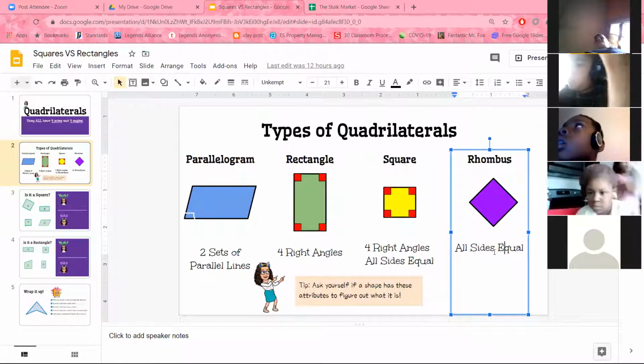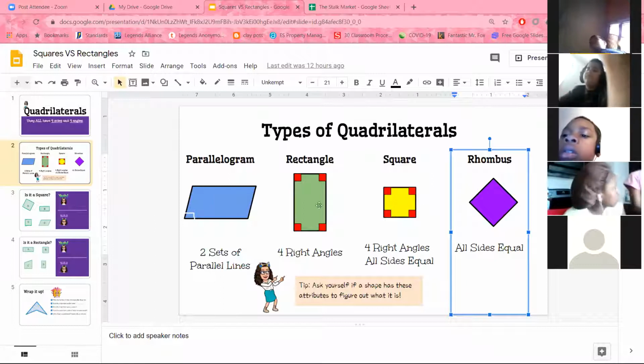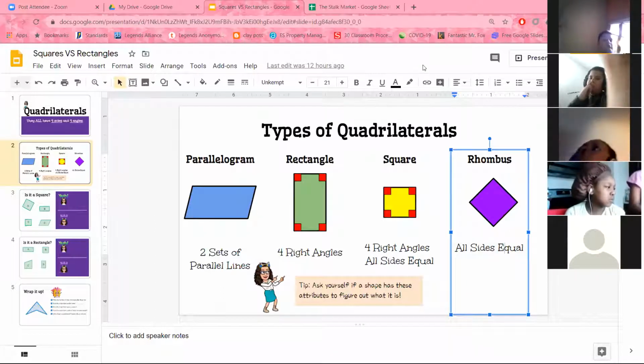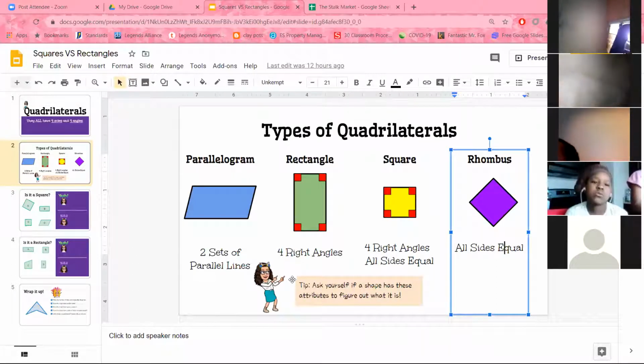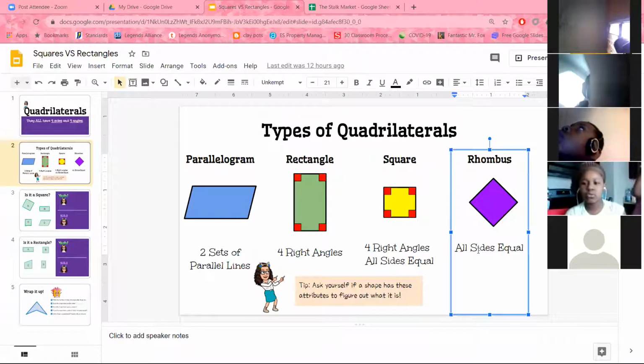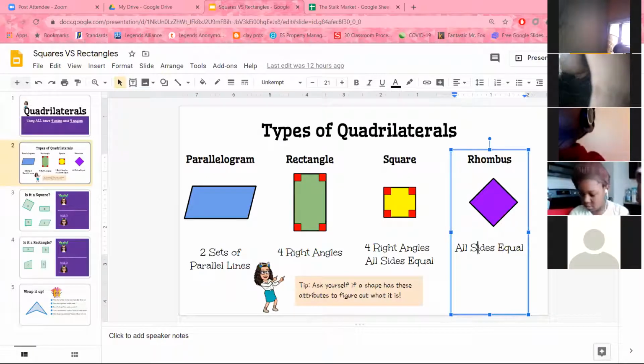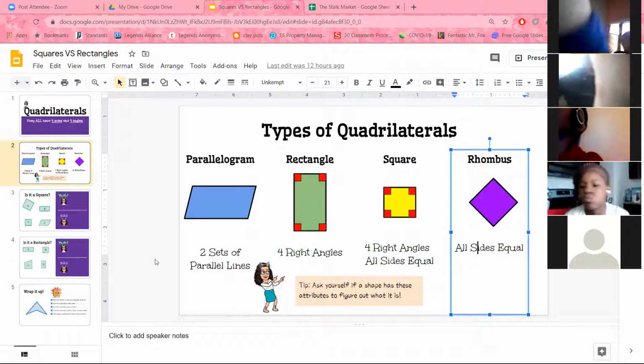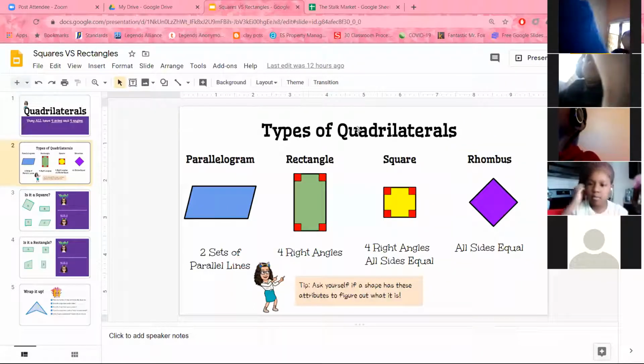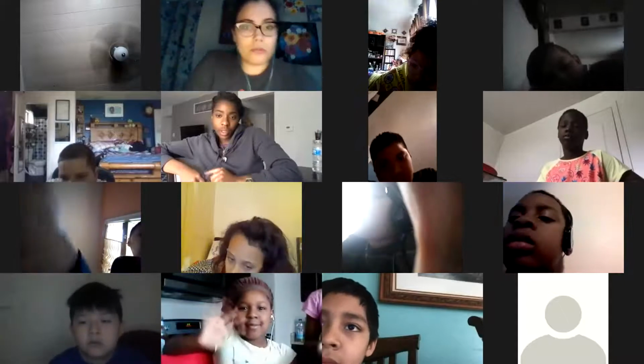In order for us to figure out if a shape is this type of quadrilateral, we need to ask ourselves, does it have 2 sets of parallel lines? Does it have 4 right angles? If it says yes to this, then it's that shape. It might say yes to more than one of these because a rectangle is also a parallelogram and a square is also a rectangle. Now, let me stop sharing really quick and get this video here.